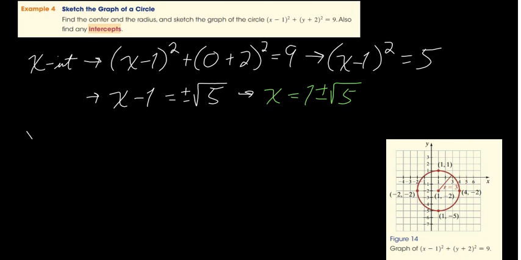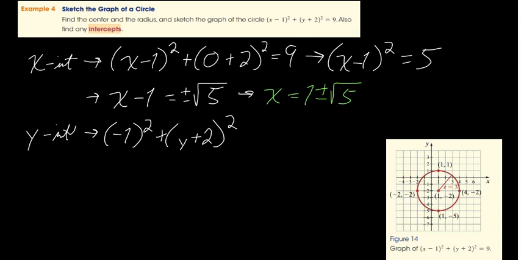Now my y-intercepts. Computationally, we're going to put a 0 in for x. So let's just do negative 1 quantity squared plus (y plus 2) quantity squared, which is equal to 9. Negative 1 squared is 1, and then we subtract 1 from both sides. So we have (y plus 2) quantity squared equal to 8.